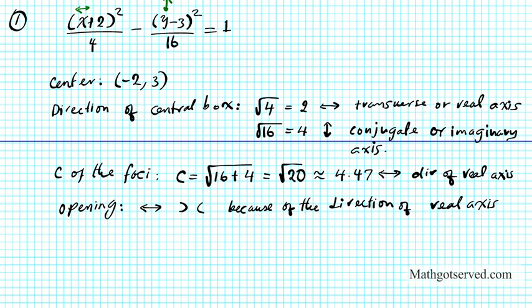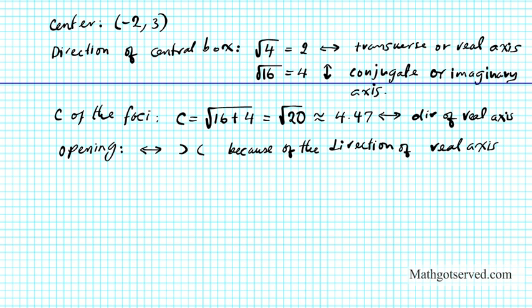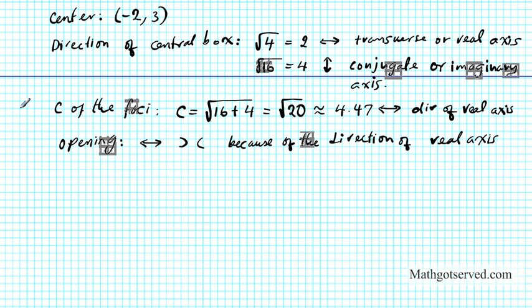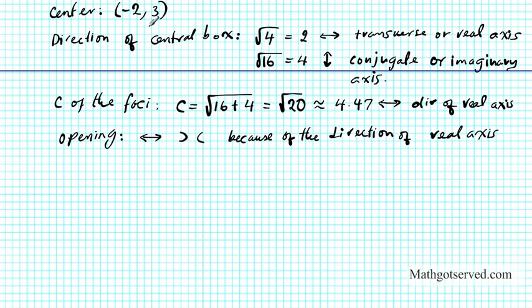Now we have all the information we need to generate our graph. I want to graph my coordinate system in such a way that it fits in the allocated space. So let's see where our center is. We're going to be moving 2 units to the left. That's either quadrant 2 or 3, and 3 units up.